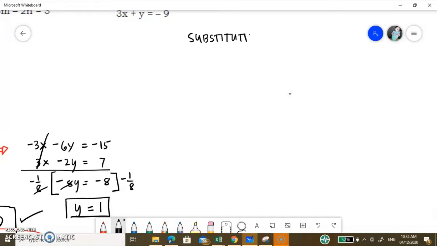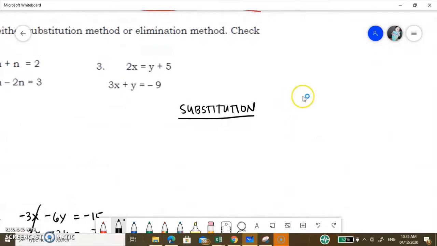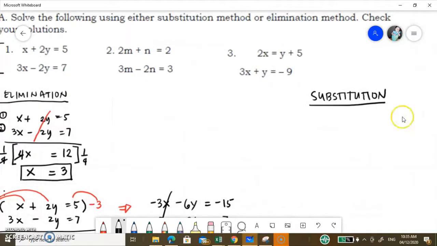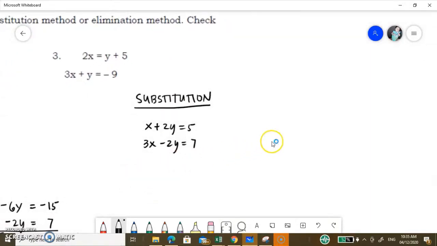So, substitution, okay, from the root word substitute, diba? So, dito ang target natin is we solve for one variable in terms of the other variable. So, we would still use the same system para makita nyo na kahit anong method yung gagamitin, you would still arrive with the same answer. Okay? So, gagamitin pa rin natin yung x plus 2y equals 5. Tapos, 3x minus 2y equals 7. Although, for this system of linear equation, mas madaling gamitin si elimination kasi nakikita nyo ma-eliminate na agad si y dyan.